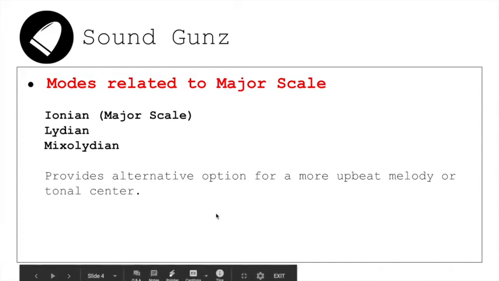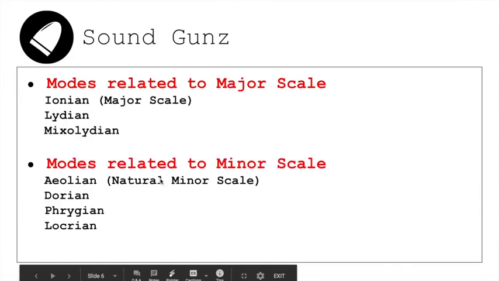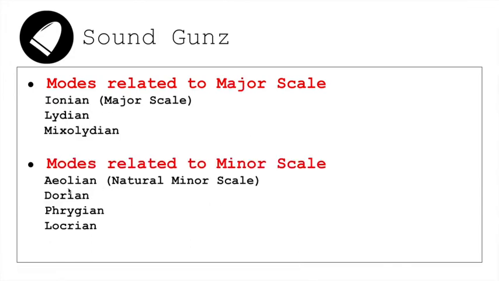So for clarity, the major scale defaults to the Ionian mode. The 2 modes tonally related to it are the Lydian and Mixolydian modes.